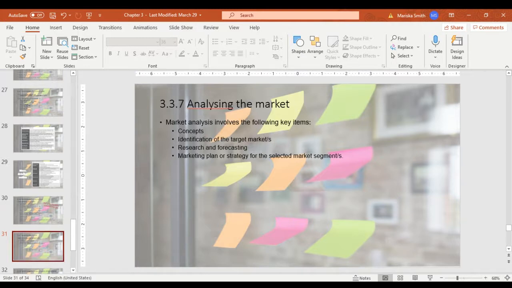So guys, the next thing we then need to do, obviously, after we have created our business plan, is we need to analyze the market. So analyzing the market essentially looks at the following things. We look at the concept, the identification of the target market, the research and the forecasting, and then the last one is the marketing plan or the strategy. So guys, when we look at concepts, the concept is the business plan or the business idea. Please make a note there, right next to it: business plan or the business idea.